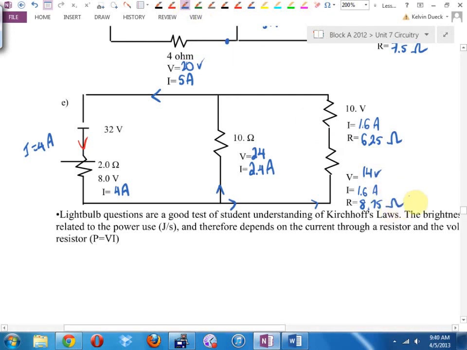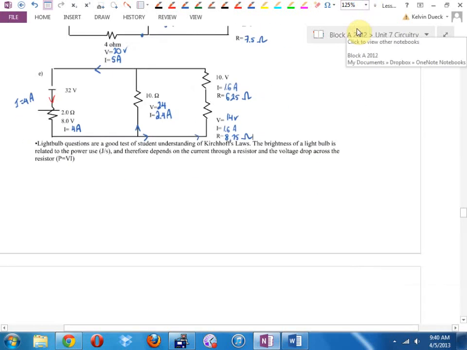Is that okay? It's Kirchhoff's laws, only two. But this is the fundamentals of solving any circuit out there.